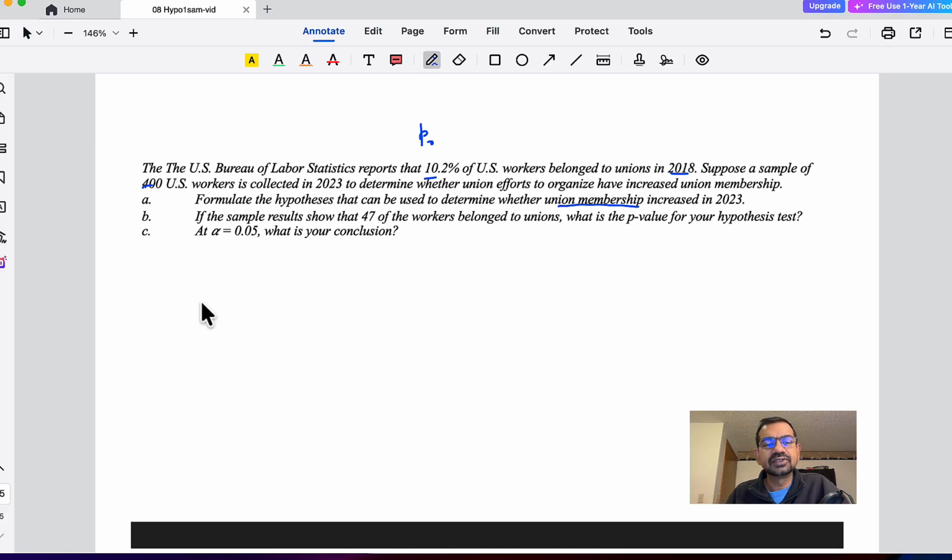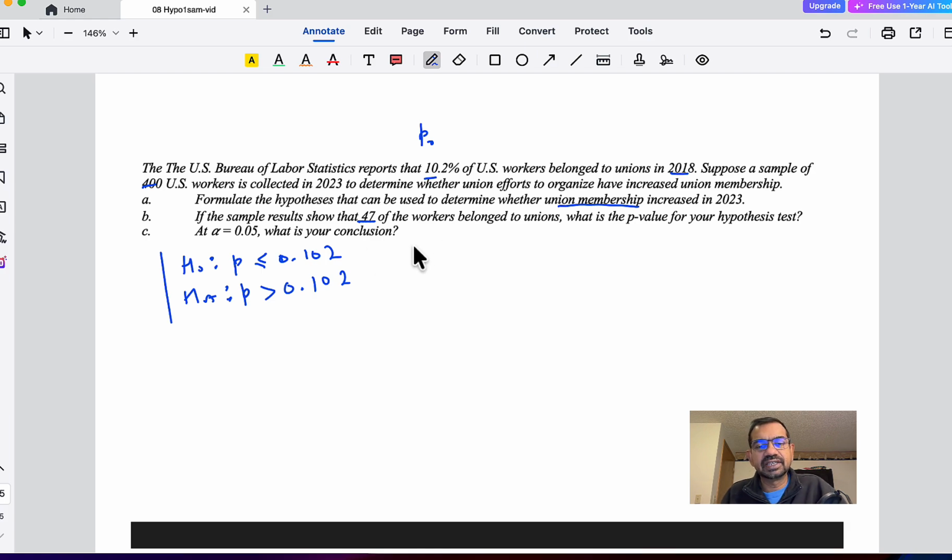This is a research finding, so we will formulate that as an alternative. In terms of the setup, our null would be that our union membership is less than or equal to 0.102. So it has not gone up. Our alternative is that our union membership has gone up over time and it's more than 0.102. Part B then says, we are given that 47 workers out of our survey of 400 workers belong to the union. We want to conduct the hypothesis test that we constructed here.